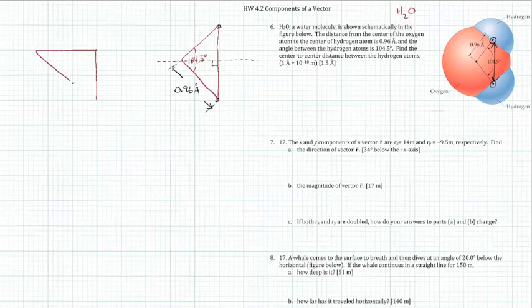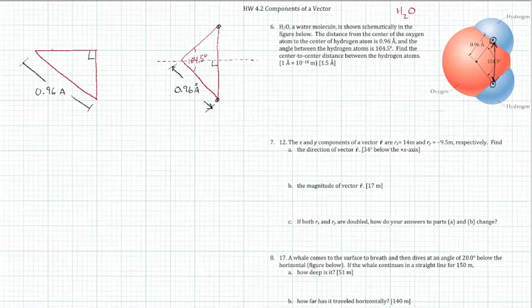Like that and like that. Hopefully that represents this triangle right here. All right, sorry about that. And we have our right angle right there, and we know that this side is 0.96 angstroms from there to there.